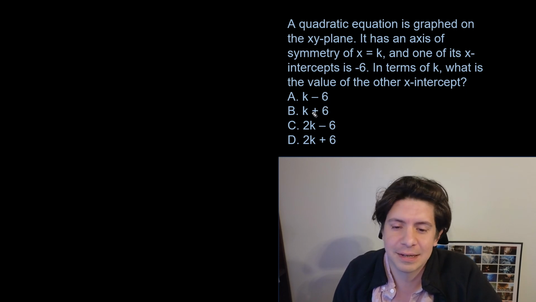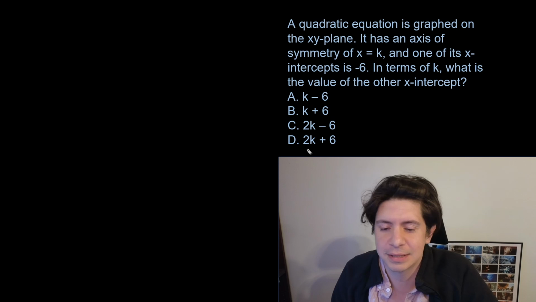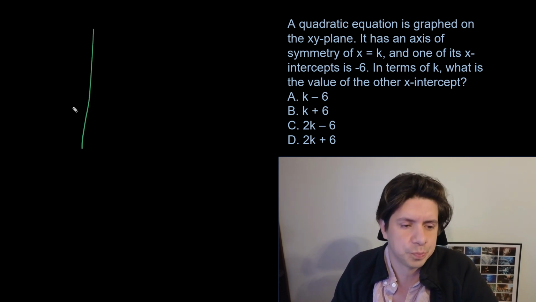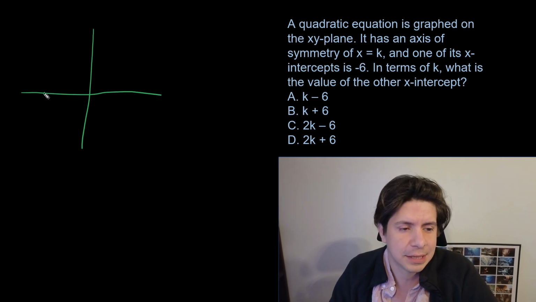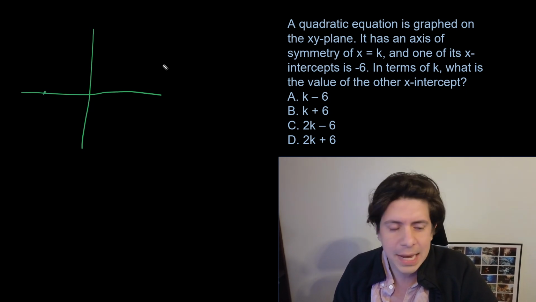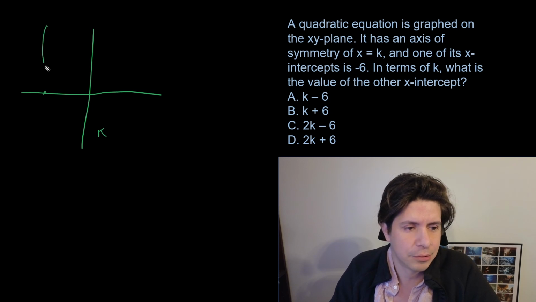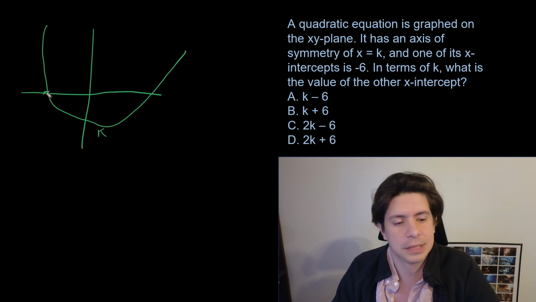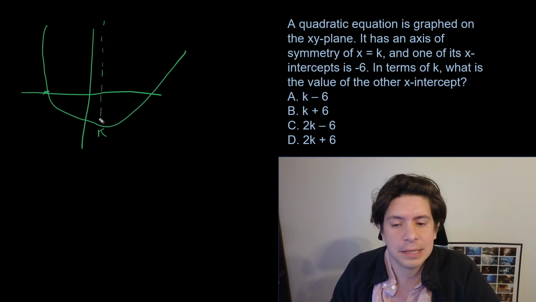A equals k minus 6, b is k plus 6, c is 2k minus 6, and d is 2k plus 6. So the way this works is we have an x-intercept at -6. Let's say that's here. Then x equals k could be anywhere. Let's just say k is here. So then we graph it out like that. Let's say it's there. Okay, it's a terrible graph, but we'll get the idea.